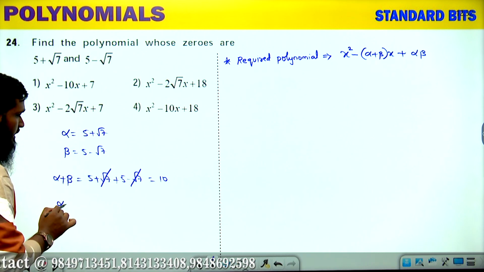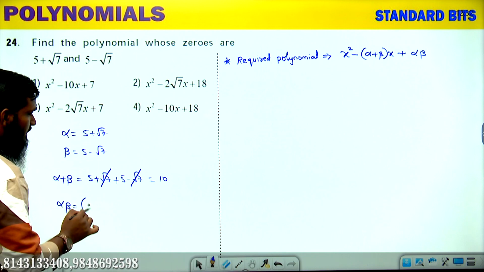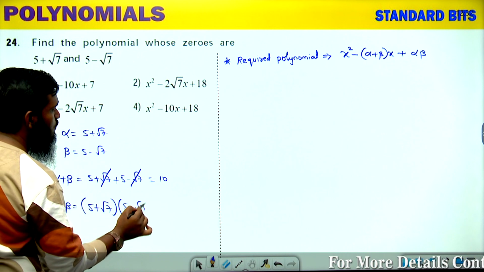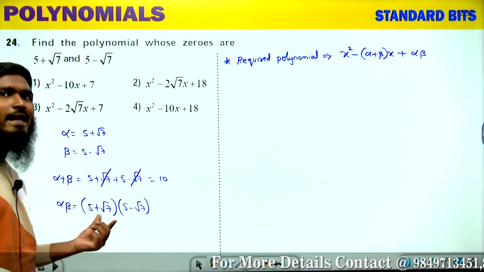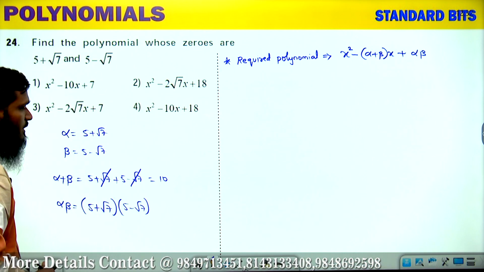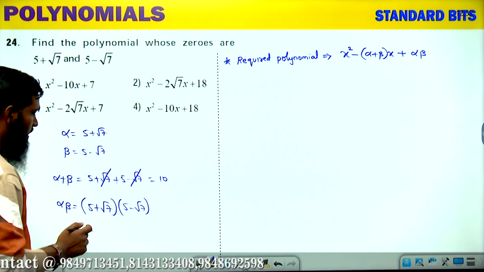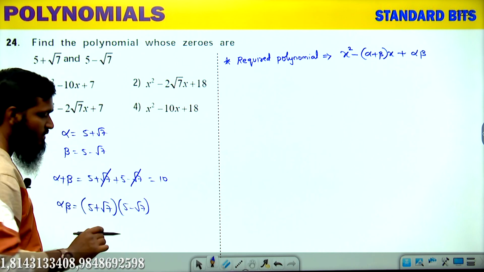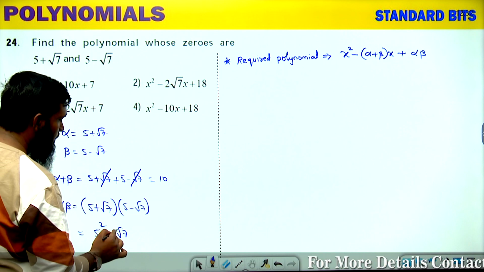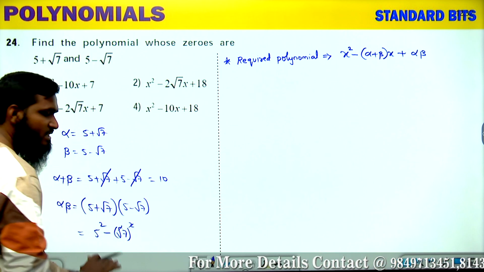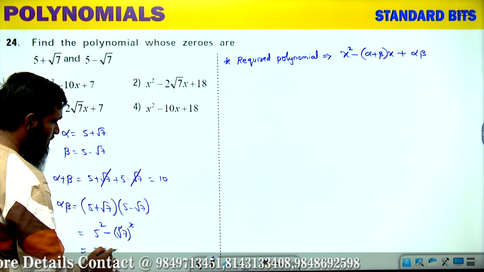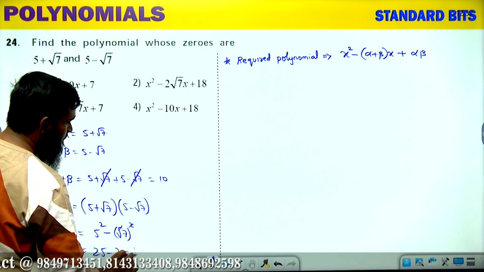Now next, alpha into beta. Alpha into beta we can write as 5 plus root 7 into 5 minus root 7. This looks like the formula (a plus b) into (a minus b), which is a square minus b square. So a square is 5 square, minus b square, which is root 7 whole square. Square and root get cancelled. 5 square is 25, minus 7, which is equal to 18.